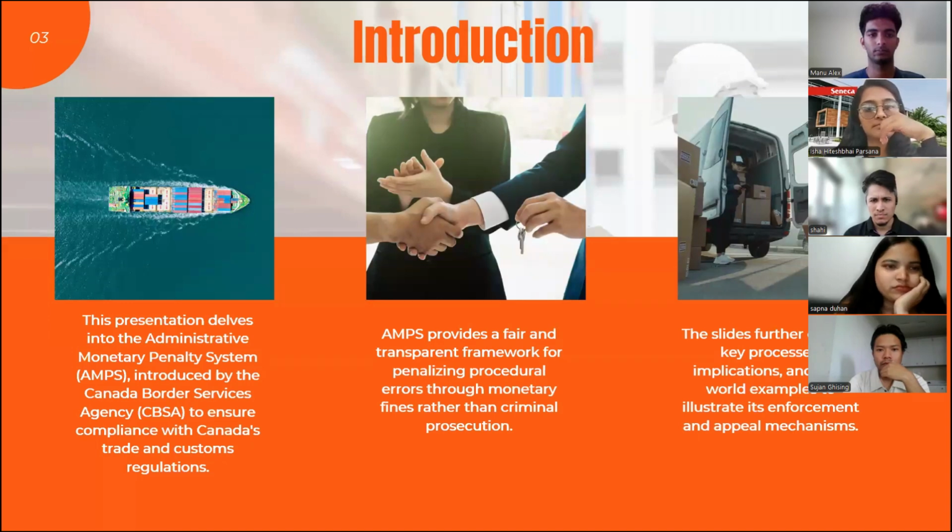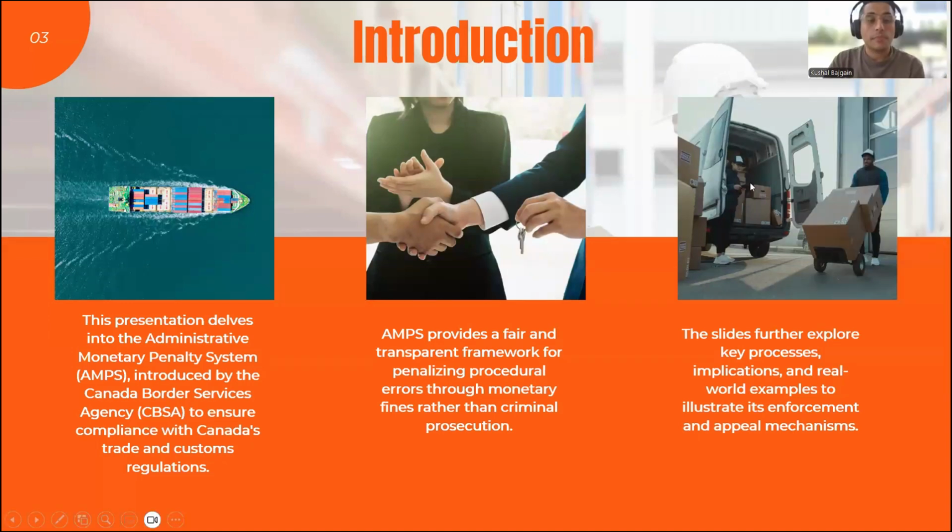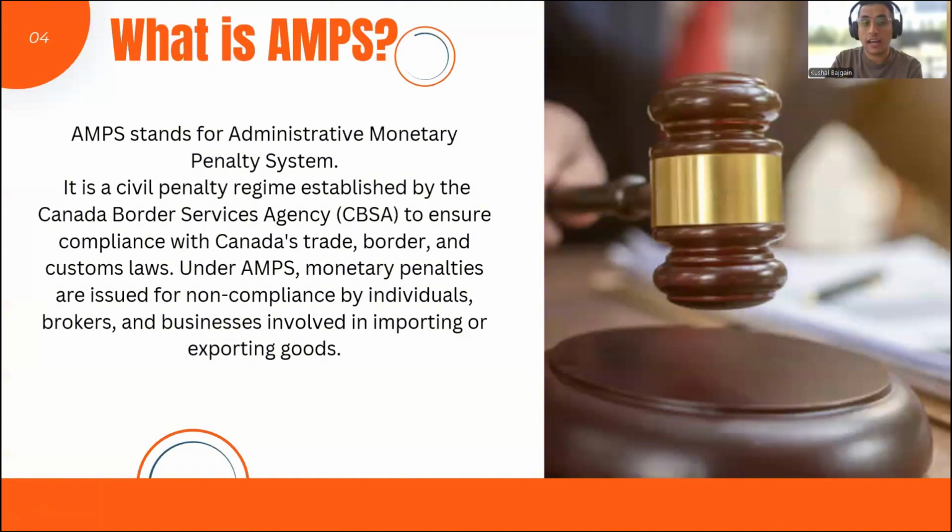Moving on to the next slide, the introduction. The presentation delves into the Administrative Monetary Penalty System, AMPS, introduced by the Canada Border Services Agency, CBSA, to ensure compliance with Canada's trade and customs regulations. AMPS provides a fair and transparent framework for penalizing procedural errors through monetary fines rather than criminal prosecution. The slides further explore key processes, implications, and real-world examples to illustrate its enforcement and appeal mechanisms. To delve further into the presentation, I would like to call Alex.